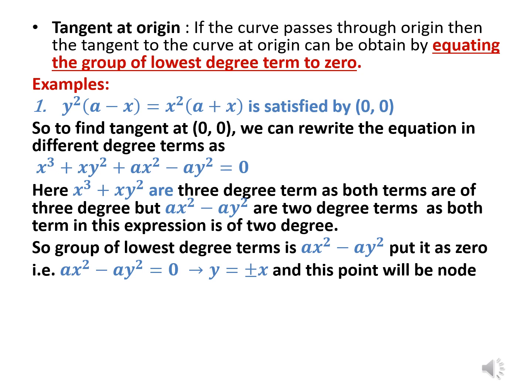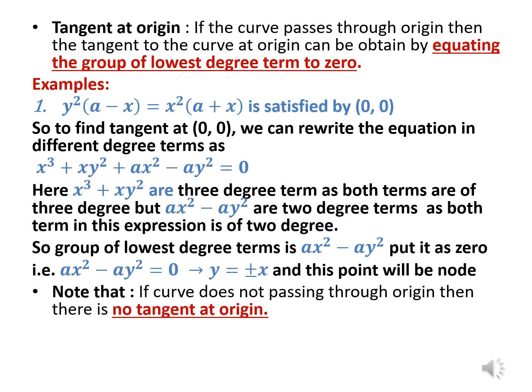So again we are getting two real distinct tangents at the same point, then it is a double point, and that double point is a type of node. So we have to correlate it with the previous concept, that is node and cusp. Here (0, 0), that is origin, lies on the curve and is of node type, and here we are having two distinct tangents, y is equal to plus x or minus x. Now one note: if the curve does not pass through origin, that means we need not find any tangent at that point.